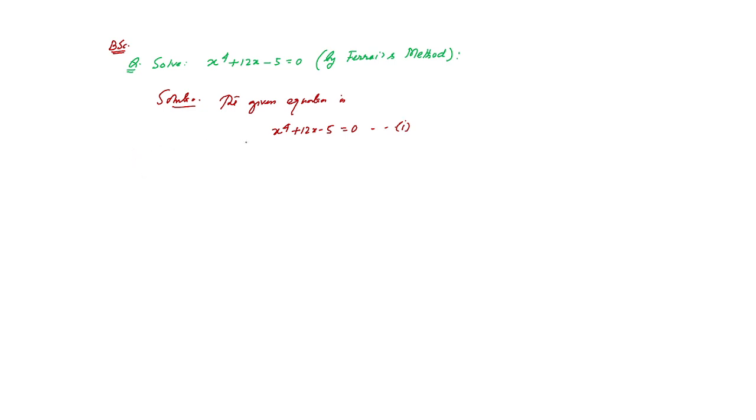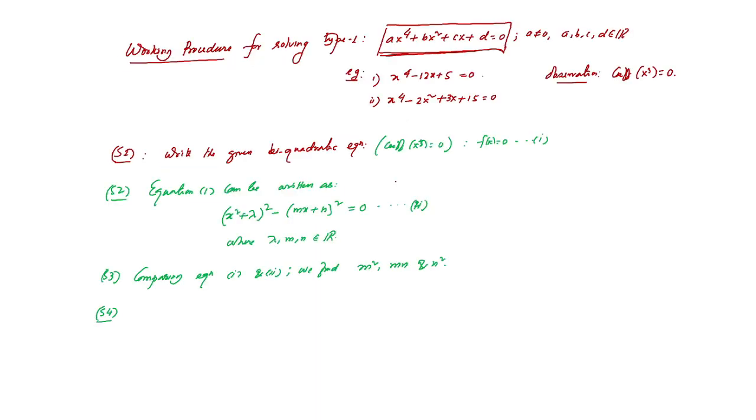Because x cube is not present, we can continue with step 2. So equation 1 can be written as (x square plus lambda) whole square minus (mx plus n) whole square equals 0. This is our equation 2, where lambda, m, n are basically real numbers. Now we come to step 3. Comparing equation 1 and 2, we find m square, mn and n square.